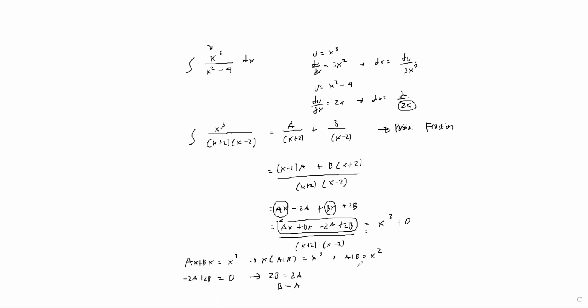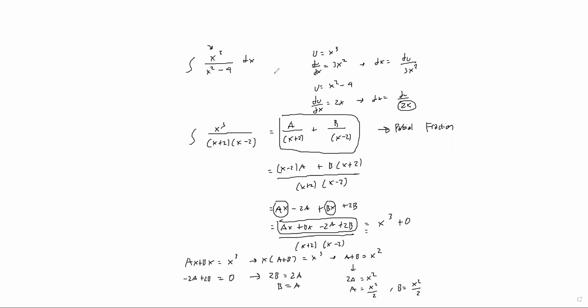So from here, we're going to end up with 2a equals x squared. So we get that a will be equal to x squared over 2. And so does b in this case. So b will also be x squared over 2. Now we're going to put x squared over 2 as the value of a and b back into this one right here.